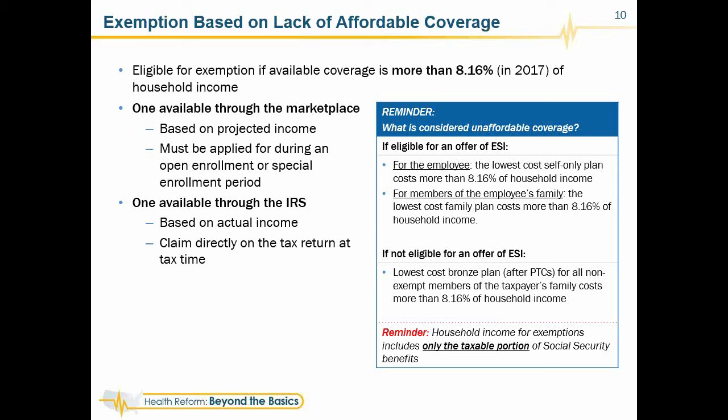If there's no offer of coverage at all through an employer, then we're going to look to the marketplace and ask whether the lowest cost bronze plan, after any premium tax credits are taken into account, for non-exempt members of the taxpayer's family costs more than 8.16% of household income. So we're going to ask at the marketplace the cheapest possible plan you could have bought after you also subtract out any premium tax credits you could have claimed. Does that cost more than 8.16% of household income?